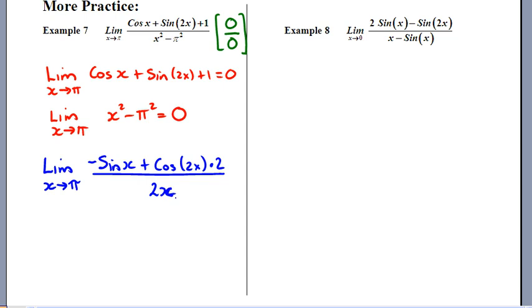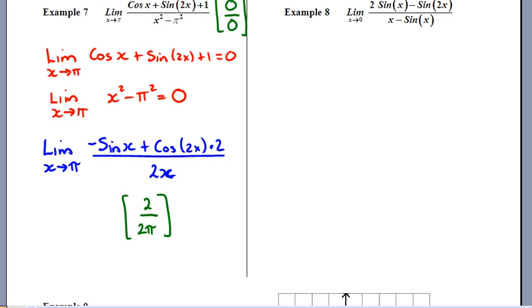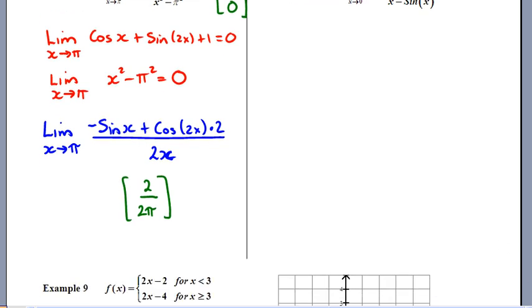Okay, so how does that feel if you go and put in pi for x? And the answer is it's settling down on a number. In the top, if you put pi in, sine of pi, that's 0. Cos of 2 pi, that's going to be a 1 times a 2. Okay, we have a 2 in the top. And then in the bottom, a 2 pi. Nothing indeterminate about that at all. This is totally determined. This is going to be 1 over pi. That would be my answer for that one.